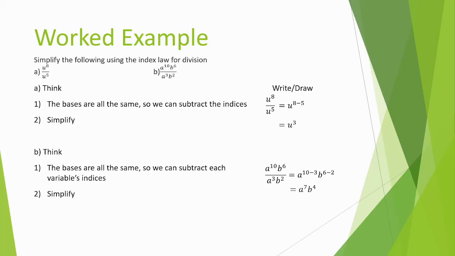And then I simplify that again. 10 minus 3 is 7, so that gives me a to the power of 7. And 6 minus 2 is 4, so I get b to the power of 4. And that's as far as it can simplify. Because the bases are different, we can't merge them together.